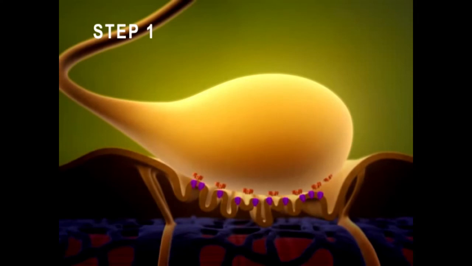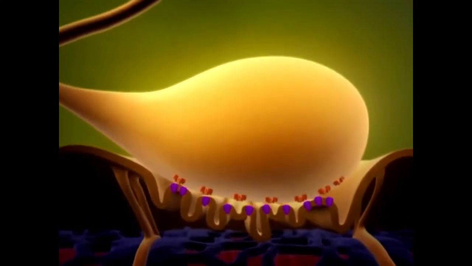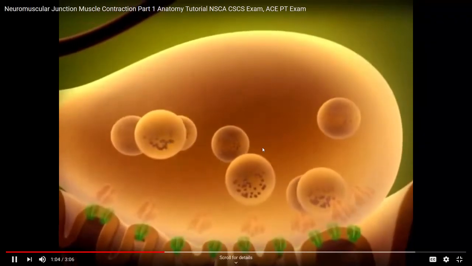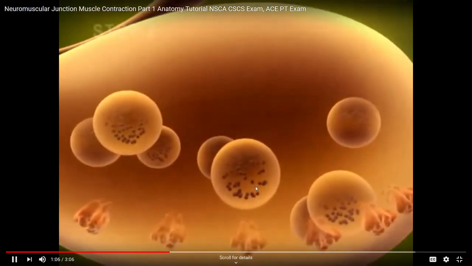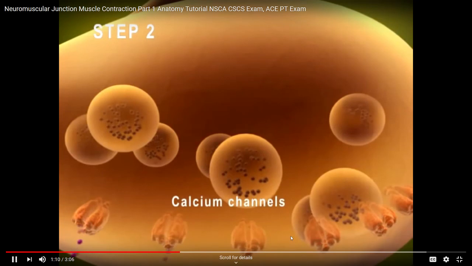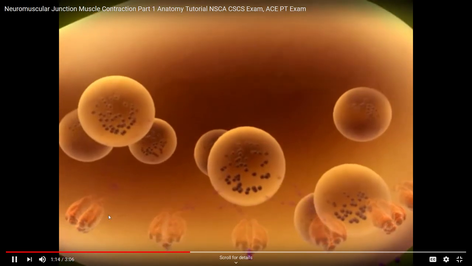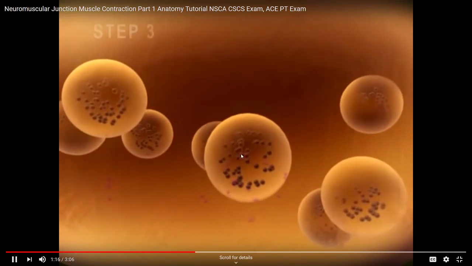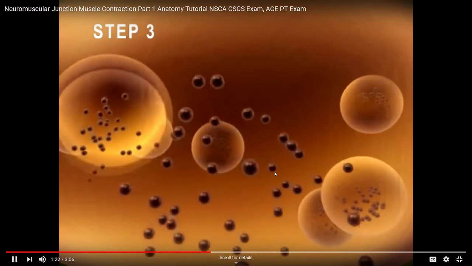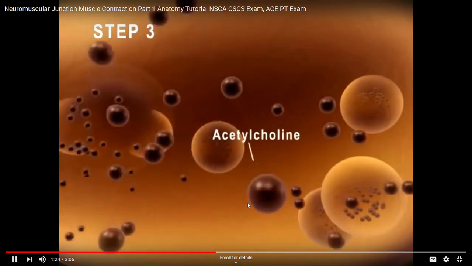There's the action potential arriving at the terminal button. Now we're seeing the vesicles inside that contain ACh. Here's our voltage-gated calcium channels. When the action potential arrives, they open. Calcium comes in, binds to the vesicles. Now they're exocytosing the acetylcholine into the synapse.